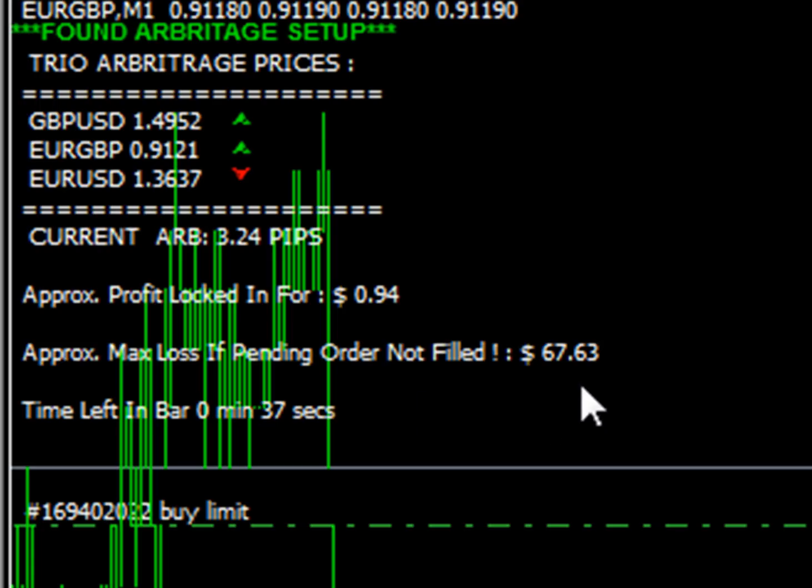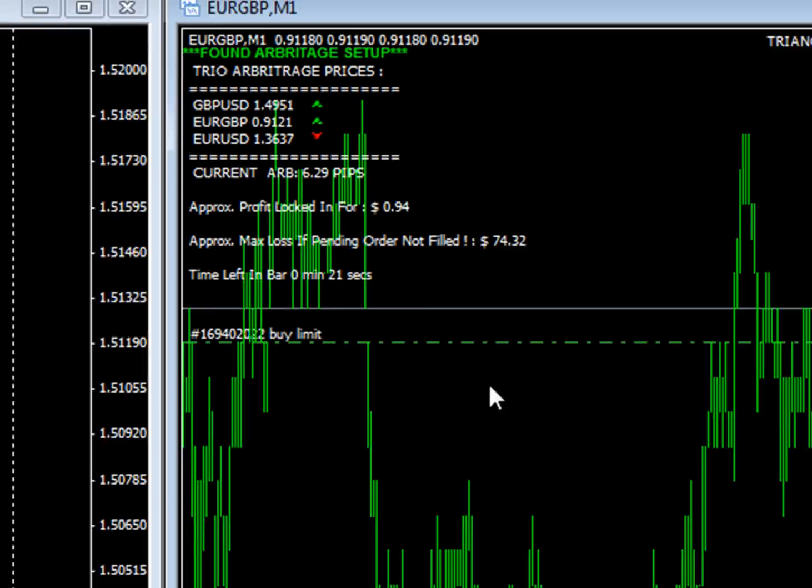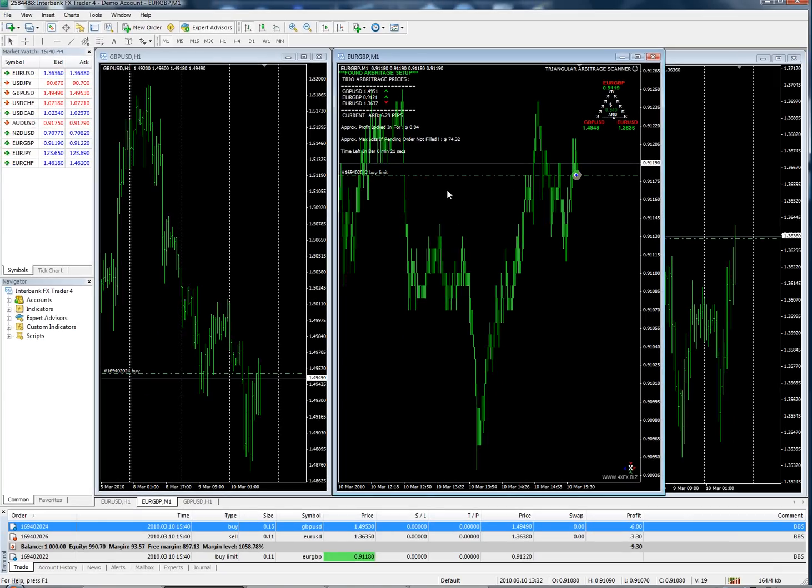Now, if the pending order is not triggered or filled, it will close out for a small loss of $50 to $60, just in case the pending order is not triggered. But most of the time, it is triggered throughout the day. Now we just have to wait until it's triggered, and it will close for a profit, overall profit.